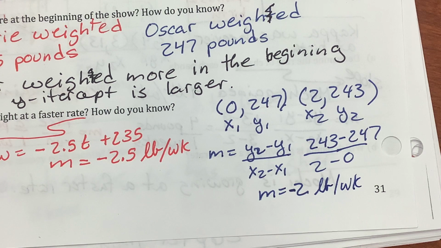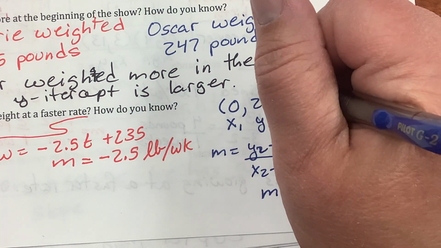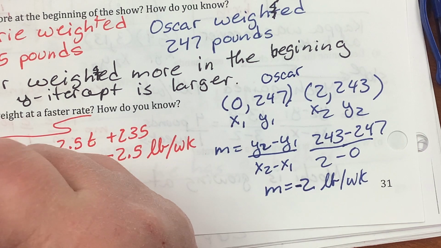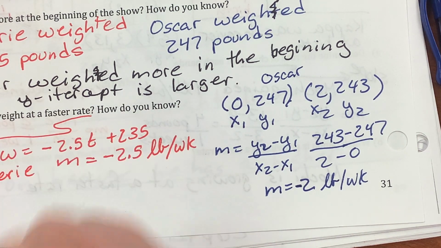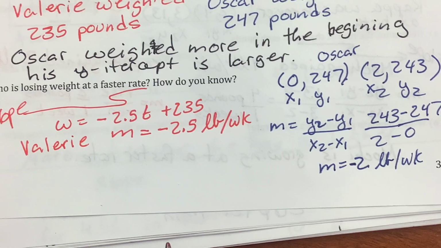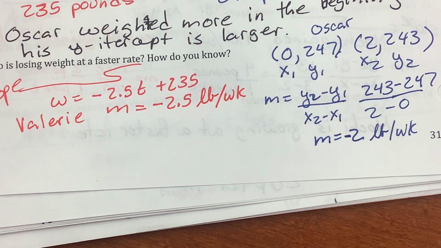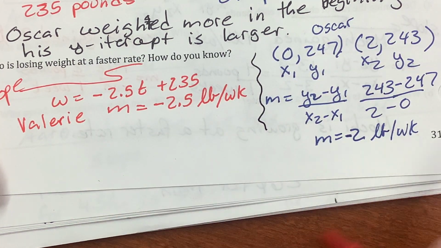Okay, so who lost more? Valerie. I didn't label my people. How bad of me. I'm going to label this as Oscar. And I'm going to write Valerie over here. It's very important to label your math. Because if you don't label your math, then the person grading it doesn't know that you know what you're doing. So squiggle, squiggle, squiggle, Oscar's over there.